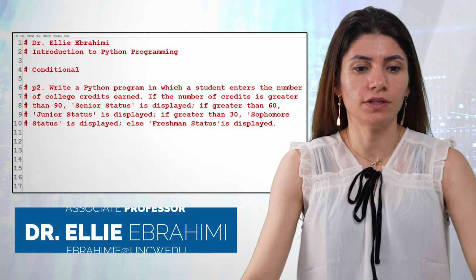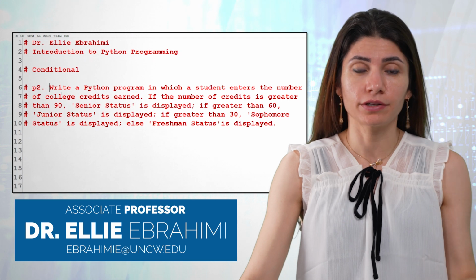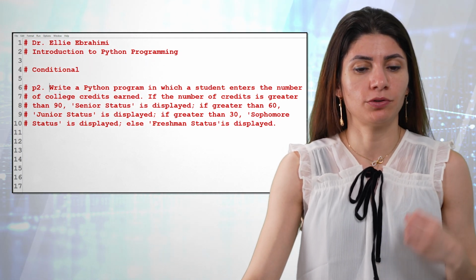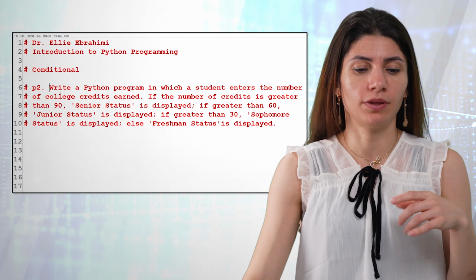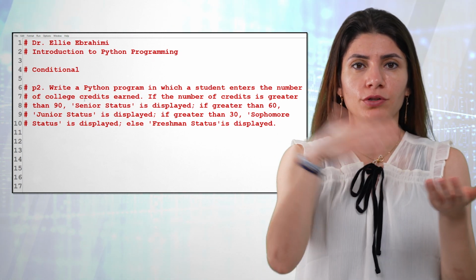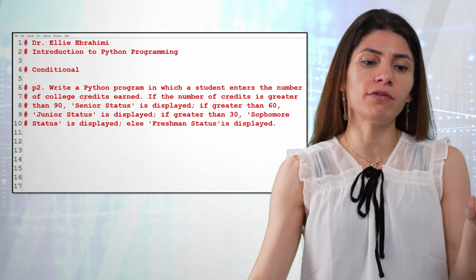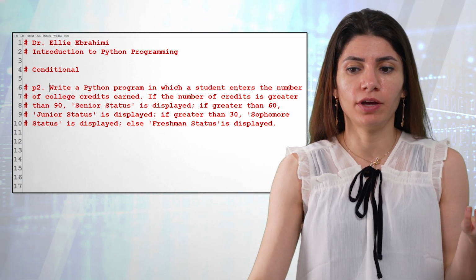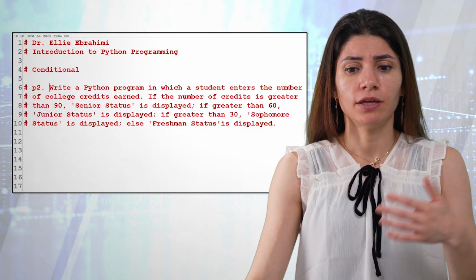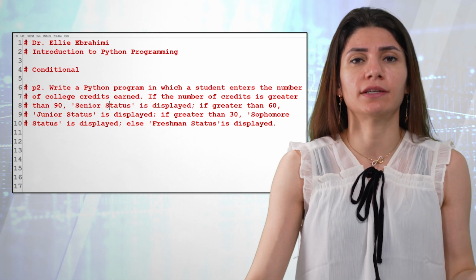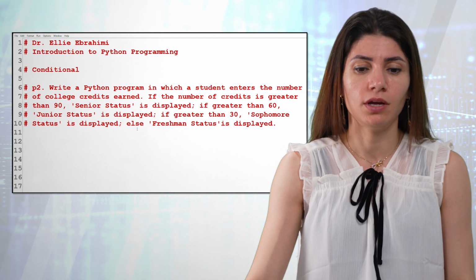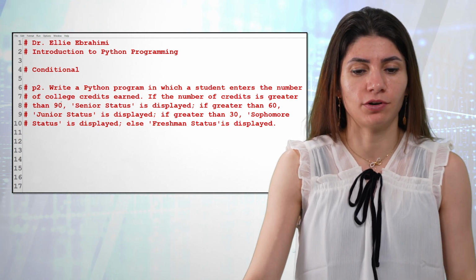Right, so in this video, we are going to go over another example for conditionals. This one is very similar to the very first example, in which you had a grade and wanted to see what letter grade you have. This one, you have college credit earned and you want to see what status they have. Are they senior, junior, sophomore, or freshman? So very similar concept.